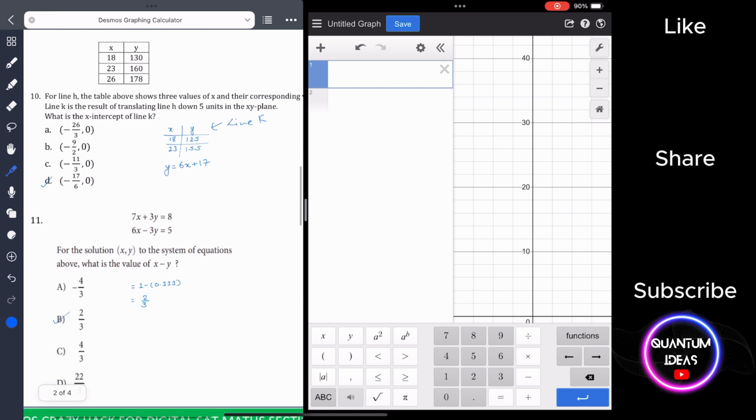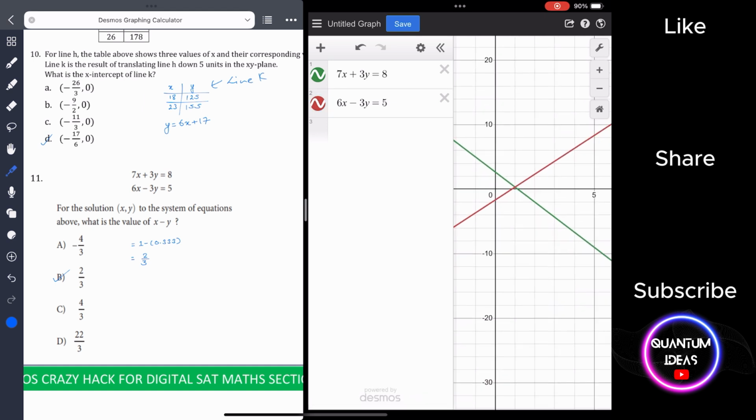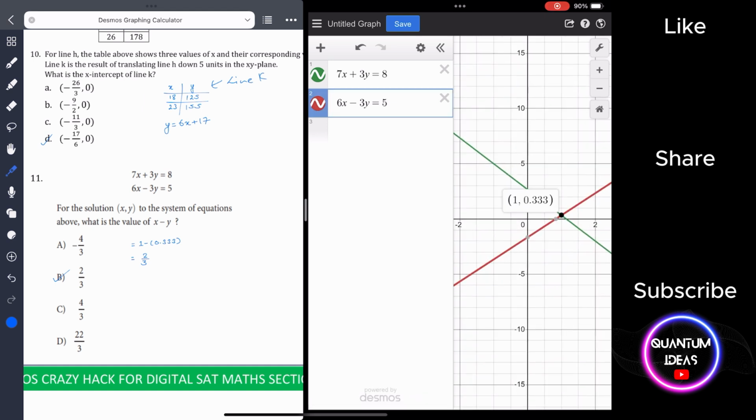Okay, so let's go to number 11. We are given two equations. For the solution (x, y) to the system of equations above, what is the value of x minus y? So just plug it in as it is: 7x plus 3y equals 8, and 6x minus 3y equals 5. Okay, what is the solution? You can check here. That intersection is the solution, 1 comma 0.33, but the question is asking for the value of x minus y.